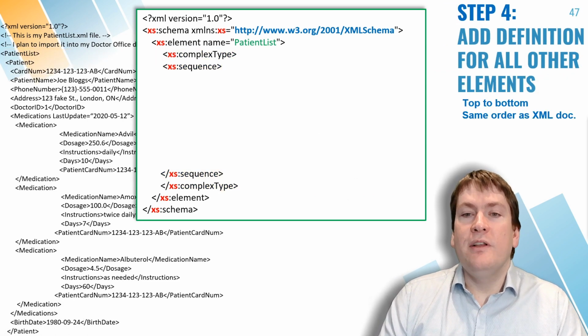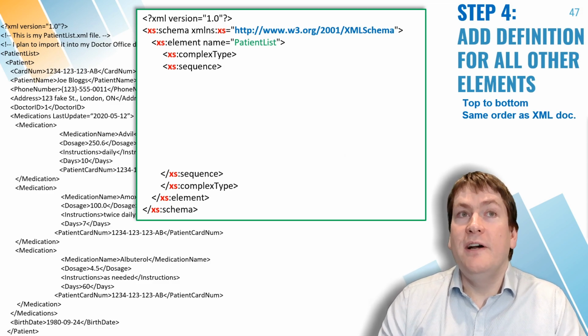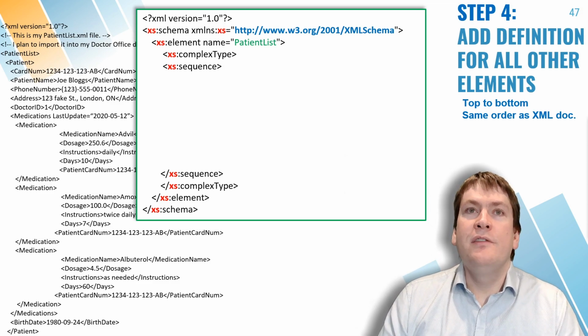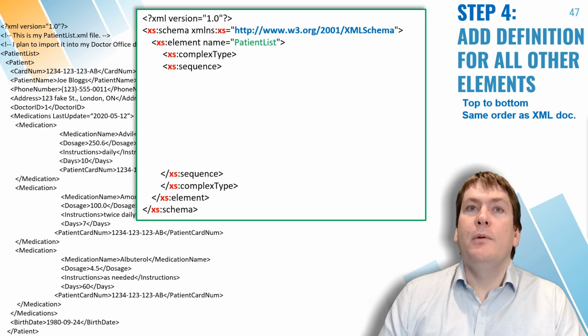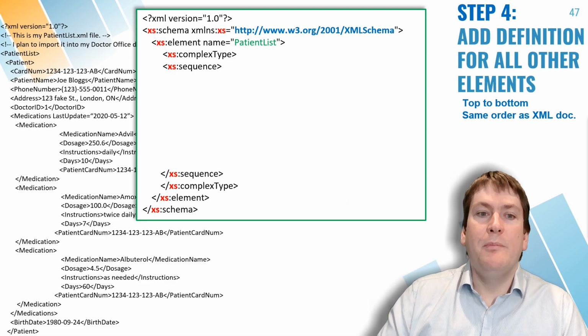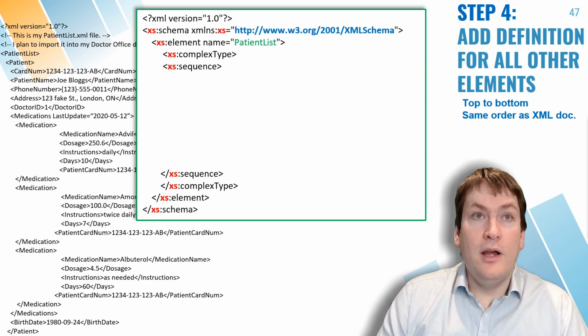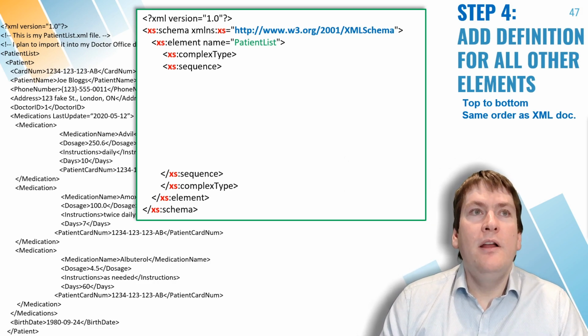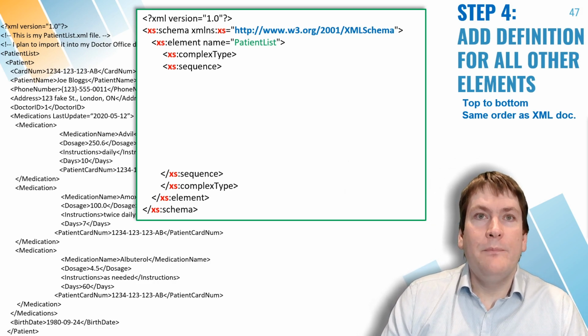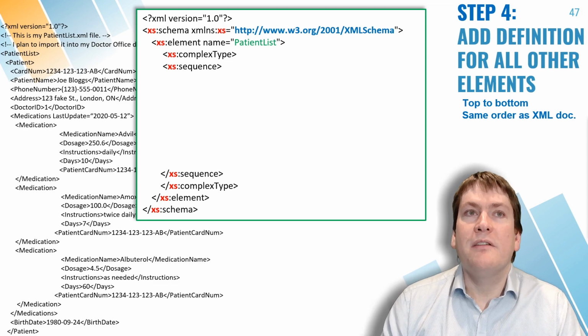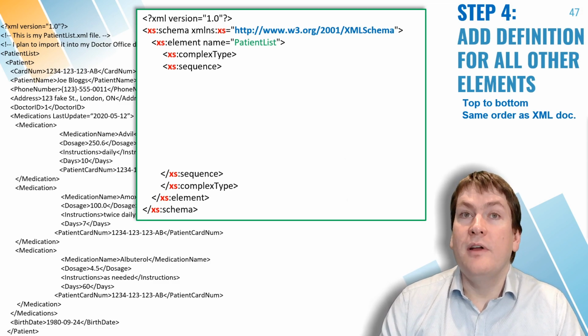So that's it for patient list. We now have an XML schema that defines one single element, patient list, and it says it's complex. So we're going to do the similar thing. We're going to go top to bottom for our XML document. Each time we get to a new element, a unique one, we're going to define it in our schema. If it's complex, we're going to use the complex type and sequence. If it's simple, we're just going to use one line, like we saw before in the quick review.